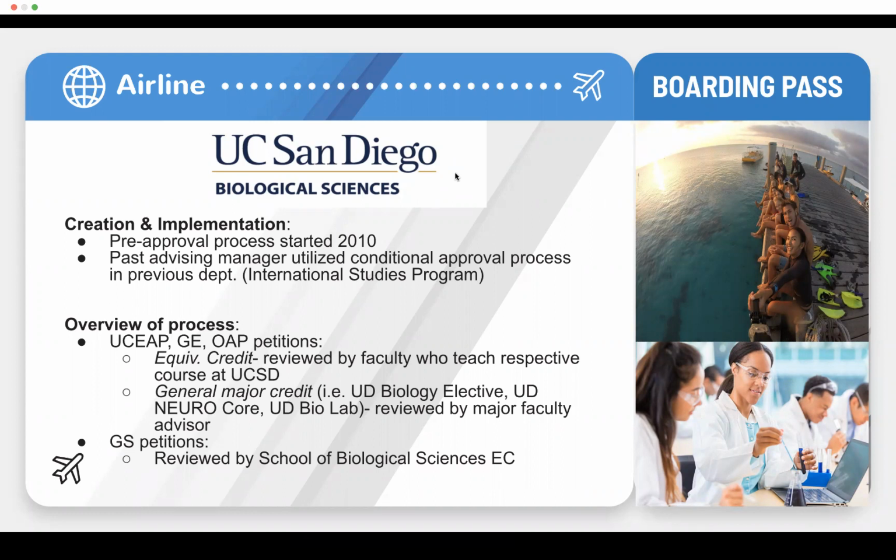In terms of the overview of our process for UC EAP, Global Exchange, OAP, course petitions: if a student is taking a course abroad or wants to take a course abroad that they want considered for equivalent credit at UCSD and bio, so for example, if they're taking a genetics course abroad, and they want to see if it's equivalent to the genetics course we offer at UCSD, BICD 100, we would route that petition for review by a faculty who has frequently taught BICD 100 or is currently teaching BICD 100.